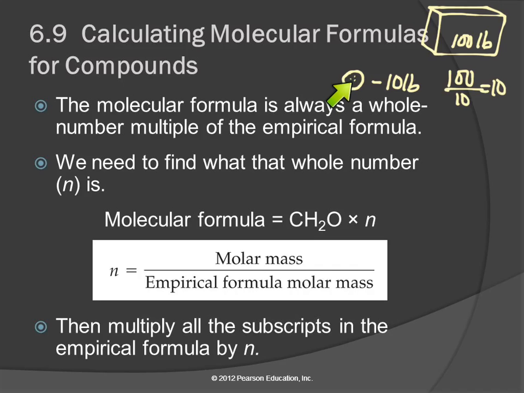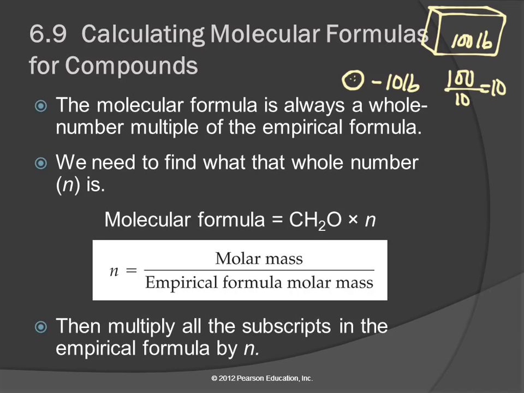This is the empirical formula. You need to know how much the empirical formula weighs. The whole thing is the molecular formula. The molar mass of this will be given to you. You figure out how many of these are in there by dividing. Does that make more sense?